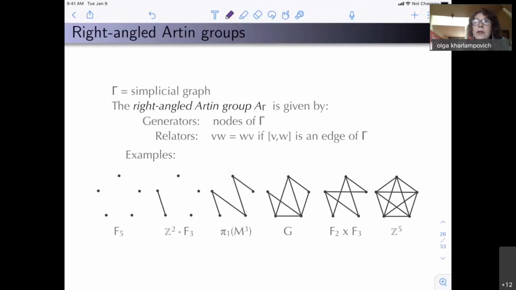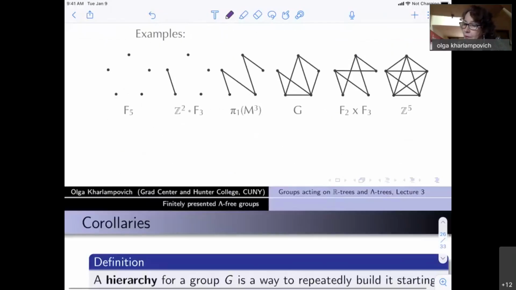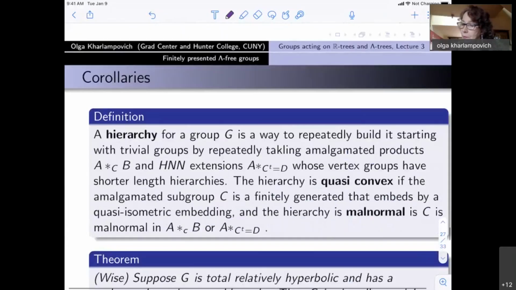Wise introduced the so-called groups with a hyperbolic hierarchy. And we just saw that these groups acting freely on Lambda trees have this hierarchy. And therefore they are virtually special. So they have a finite index subgroup which is special in Wise's definition.